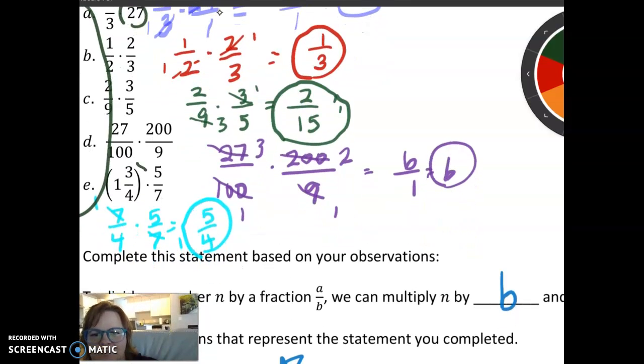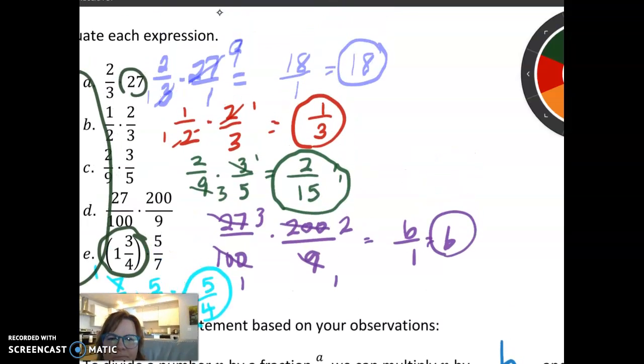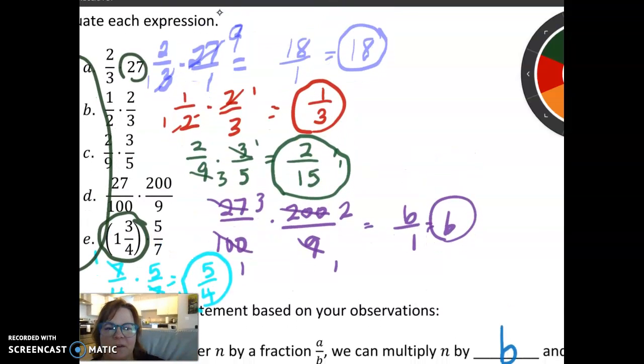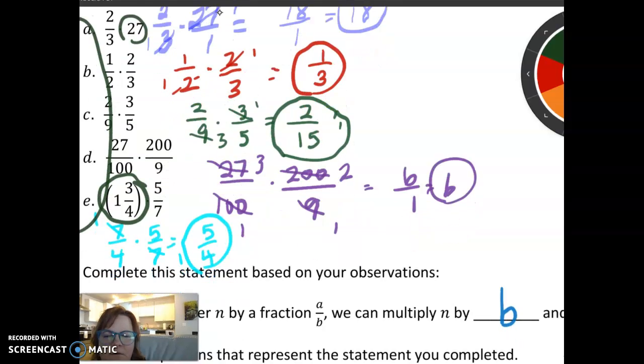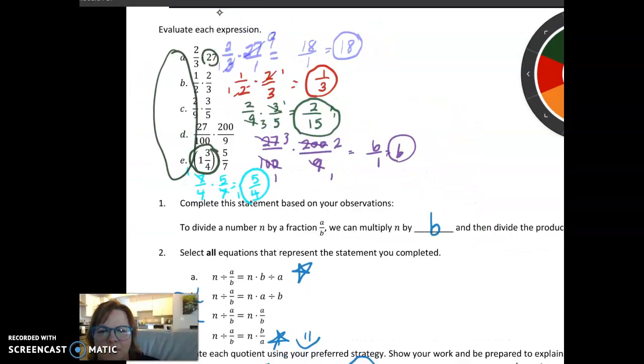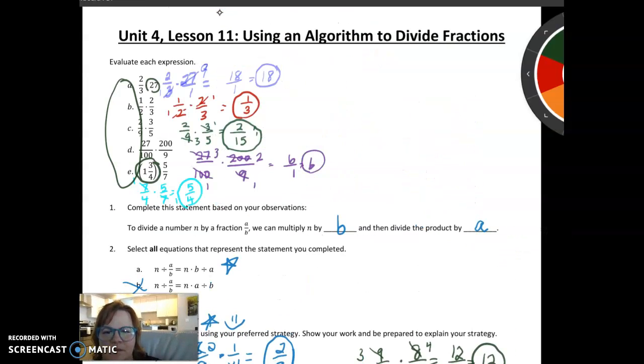And then when you get down to this one, E, remember that in order to multiply fractions here, you have to change that mixed number to an improper fraction. All right, so right here, pause the video and correct your work. All right, we're going to go on.